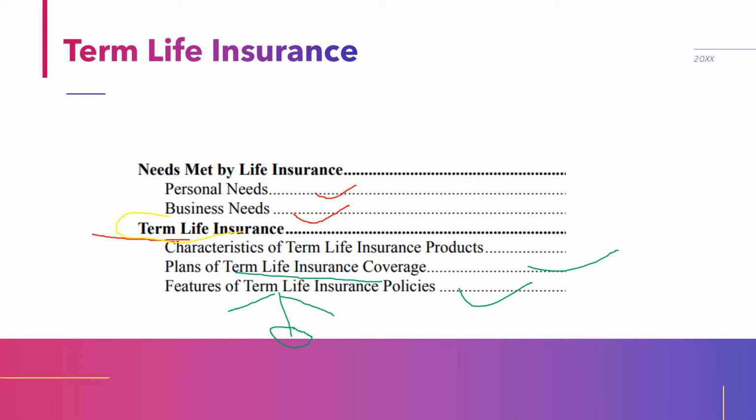The third one is renewable term insurance policies. Every year, or however you pay the premium, your term insurance policy is renewed without presenting any evidence of insurability. So this is part of the features of term life insurance policy. We have covered all those three things in term life insurance. Now we'll come to the next chapter.